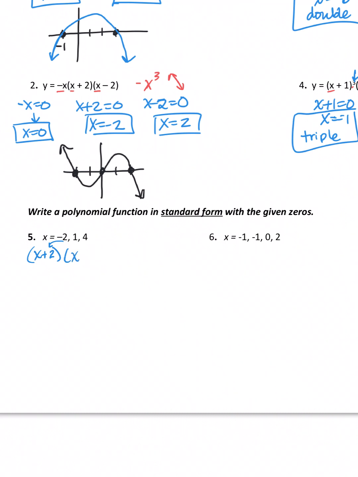A positive 1 came from an x minus 1. Positive 4 came from x minus 4. And now I just need to multiply these out. So just start 2 at a time. Just do FOIL here. So I have x squared plus x minus 2 times x minus 4. Now when I multiply a trinomial by a binomial, I'm going to make myself a box.